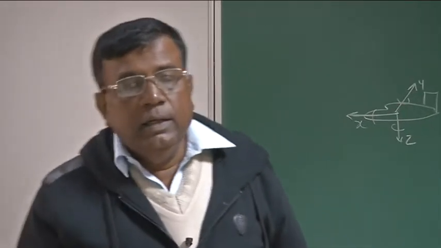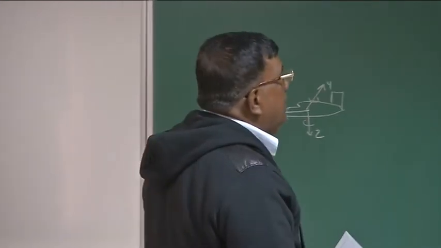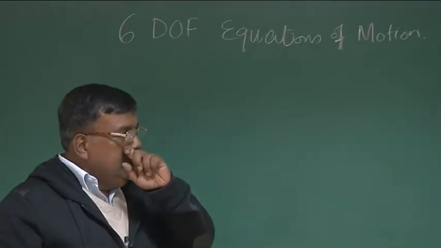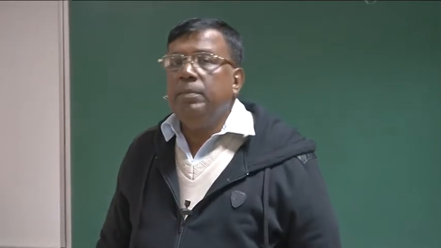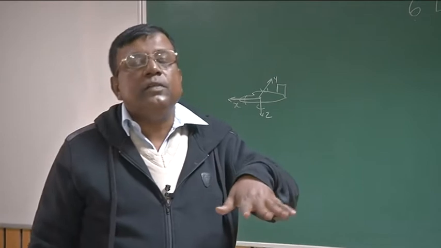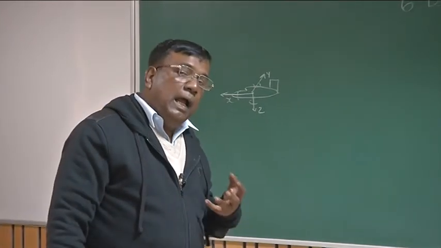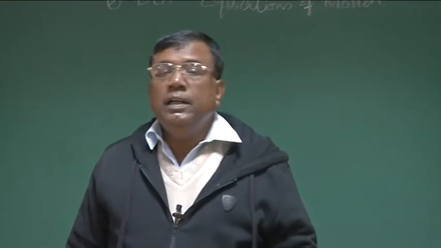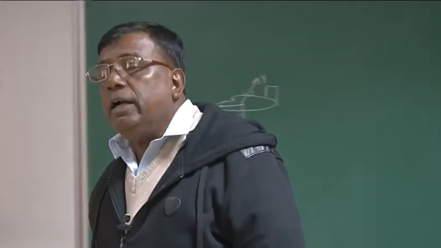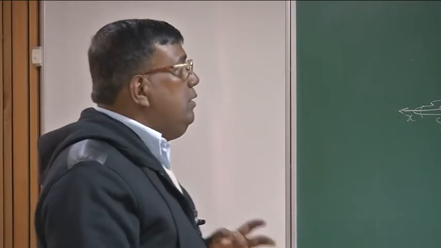What is the meaning of that? What is our interest? When we develop 6 DOF equations of motion, we say the airplane is moving. I want to give a disturbance to the airplane and see how it responds in terms of all these 6 degrees of freedom. And from that response, we would like to understand whether the aircraft is dynamically stable or not. Our aim is dynamic stability analysis. Let's not forget that.